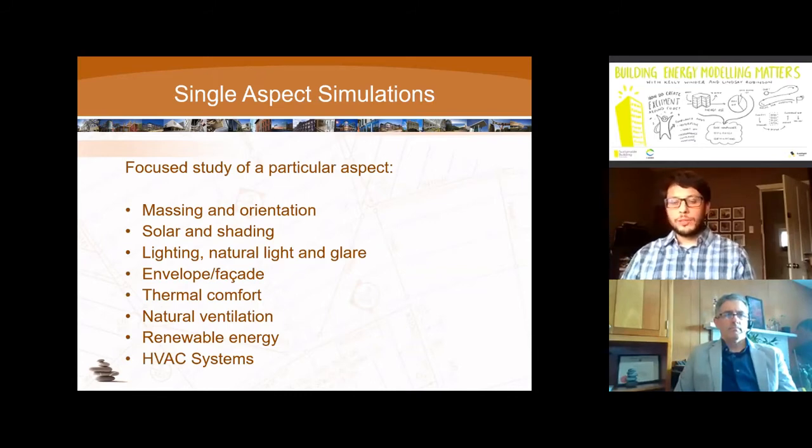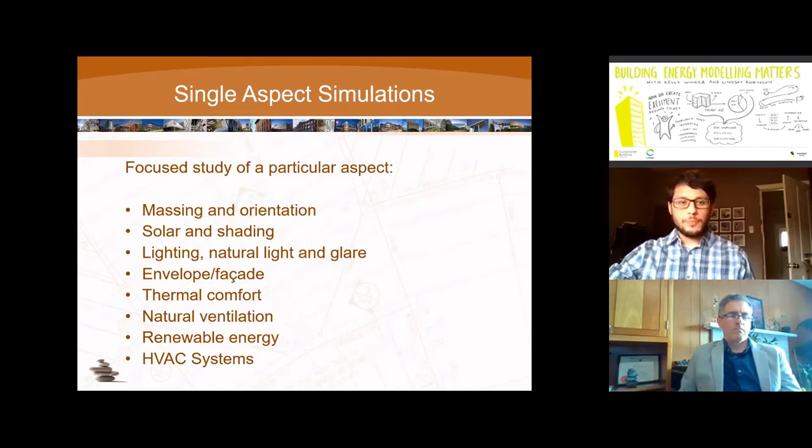And lastly, you might also perform some single aspect simulations. So these are focused studies of a particular aspect related to the building model. So it could be massing and orientation early on in the life cycle, or perhaps we want to look at solar gain and shading, the use and positioning of lighting, the use of natural light and the effect of glare on the occupants. We might look at different trade-offs between the envelope or the facade. We might do specific studies of thermal comfort, where it might relate to productivity, for example. Some other aspects that might be examined are natural ventilation or on-site renewable energy generation or different HVAC system types. So we can provide some input to the design team to guide their selection.